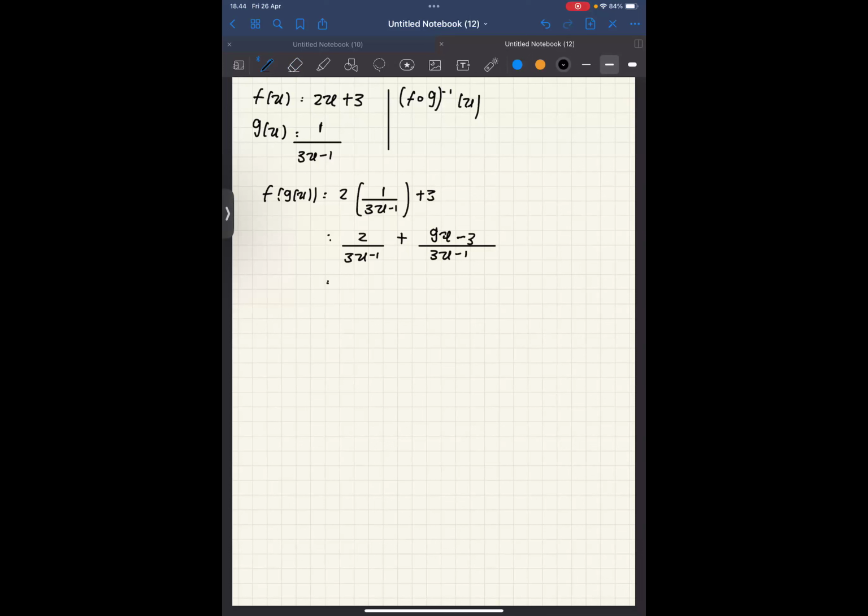Then we get here 9x minus 1 over 3x minus 1. Now this is the value of f of g inverse.